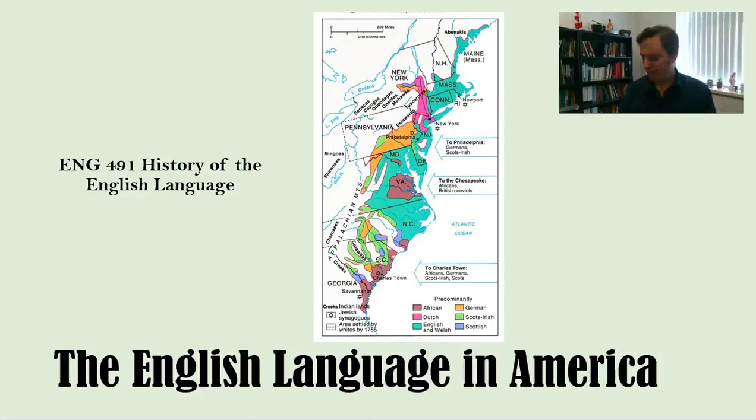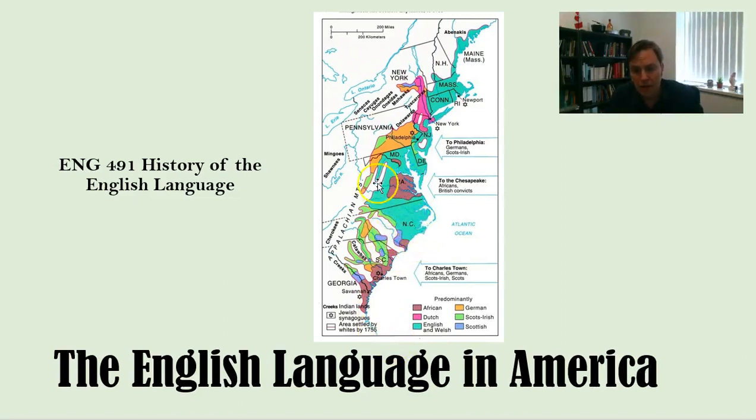All right, it's time for us to talk about the English language in America. Now, of course, the English language traces its origins in the United States back at least 400 years to the arrival of English-speaking settlers on the Atlantic coast. And this map shows you, though, that it was not just English people coming into the eastern part of what was to be the United States, and what was then the British colonies during the early days.